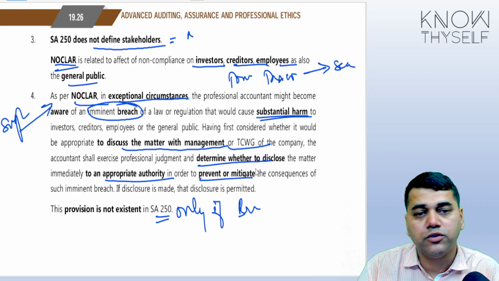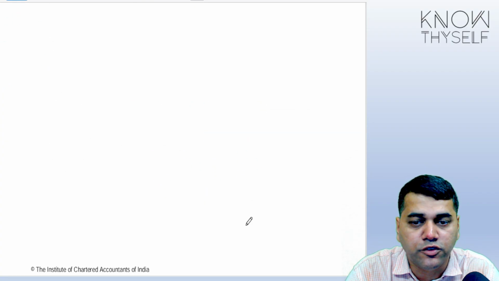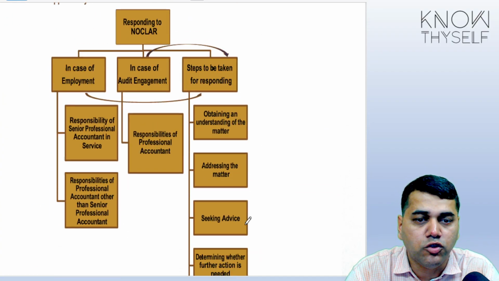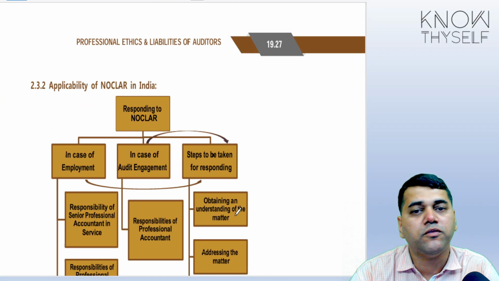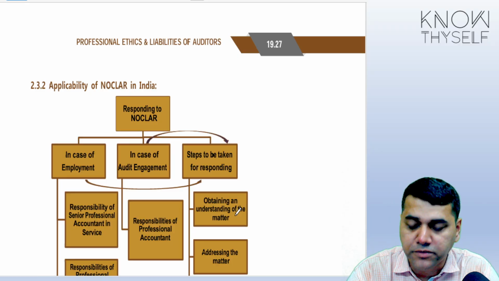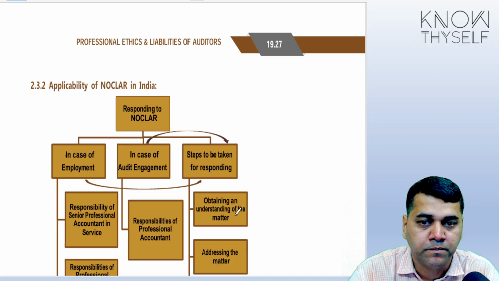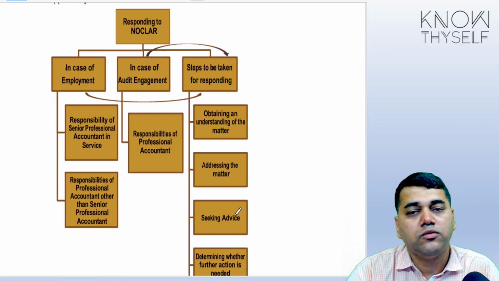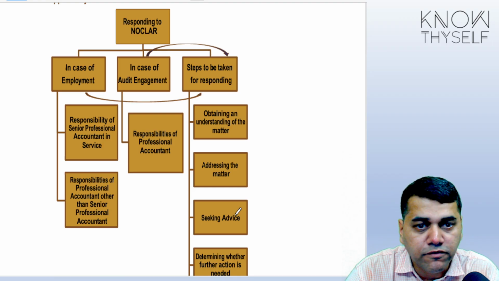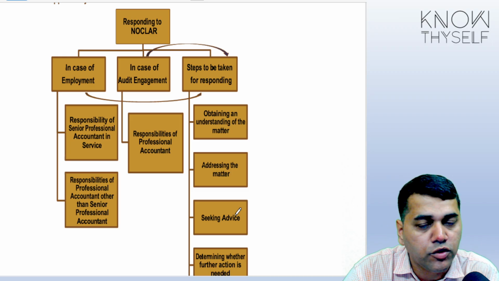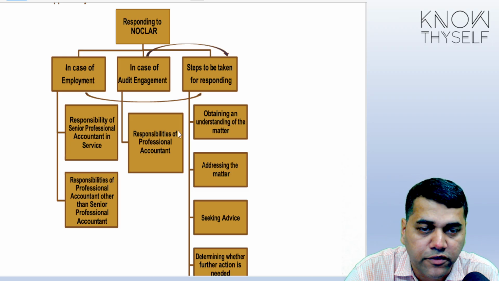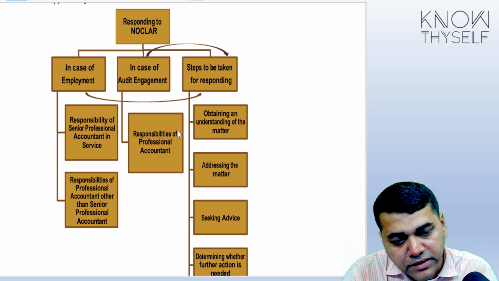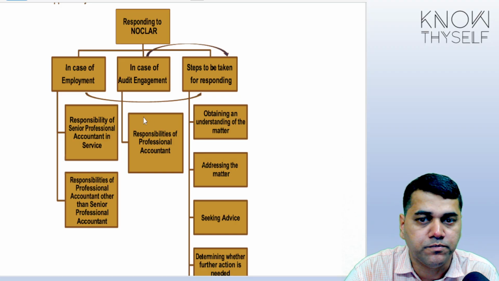So I hope, students, you are clear with the difference between SA 250 and NOCLAR. See, NOCLAR is applicable for every practicing CS, primarily CS and the senior level employees, that too in listed entities. Now, it is different from SA 250 because SA 250 is applicable only for audit, but here it is applicable for all sorts of engagement. And before something happens also, you may have to go and report.